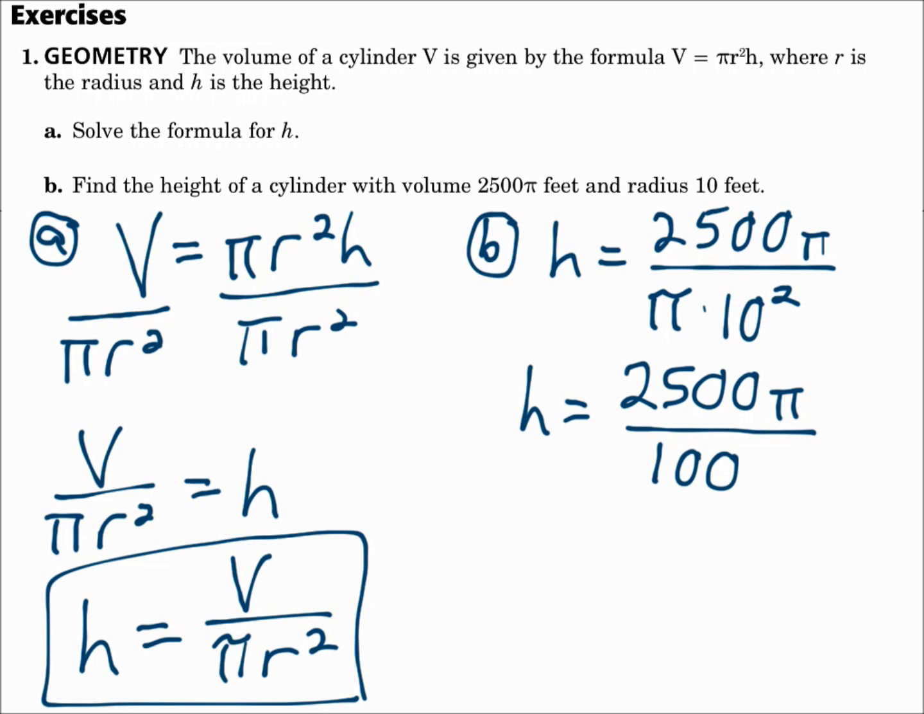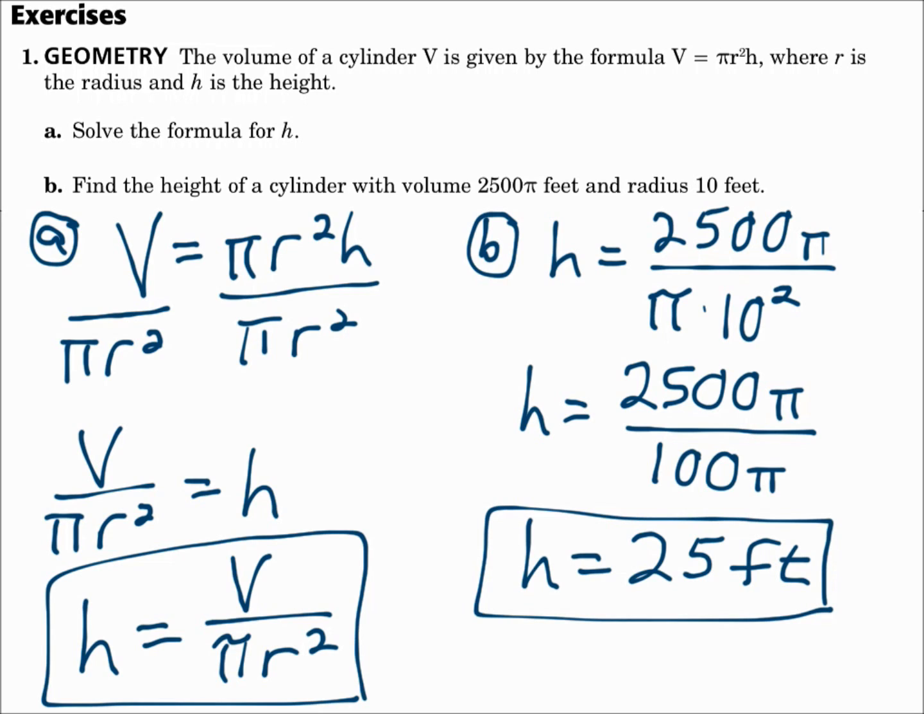Ten squared is 100, so that's really 100 pi in the denominator. And when you divide that out, the height is 25 feet. So solve the formula for the variable you're looking for, and then use the new formula, substitute in the numbers they give you, and solve for the one you're looking for.